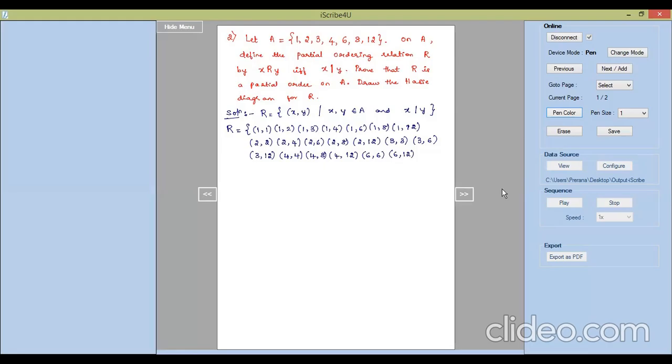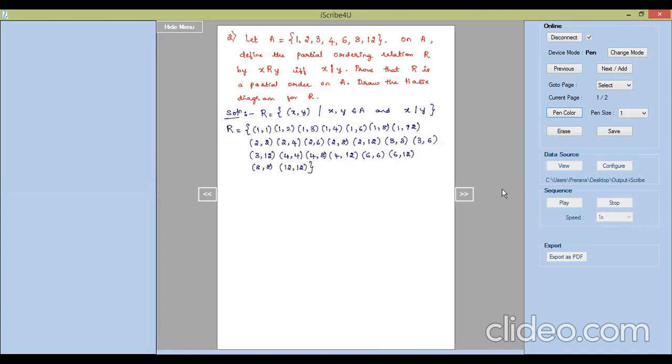Next, we have 8 comma 8. Correct? Starting with 8, that is the only element. 8, 1, 8, 2, 8, 3, 8, 4, 8, 6 do not exist. Then 8, 8. 8, 12 I cannot write down because 8 does not divide 12. So with 8, the work is over. Finally, with 12, it's only 12 comma 12. So this is our relation R.